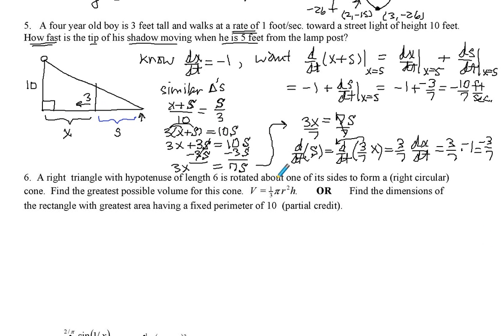So you want to try to draw a picture, label it, write down your known, write down what you want, and then write down all the relationships in the problems. So that could be similar triangles, it could be a Pythagorean theorem, it could be a volume or an area formula, and then you've got to differentiate both sides of your equation. Okay, that's important because a lot of people get stuck and they write down relationships and they don't know what to do with them. Well, you have to differentiate them because it's asking about rates, which are derivatives. So you differentiate both sides, you'll get rates in there.